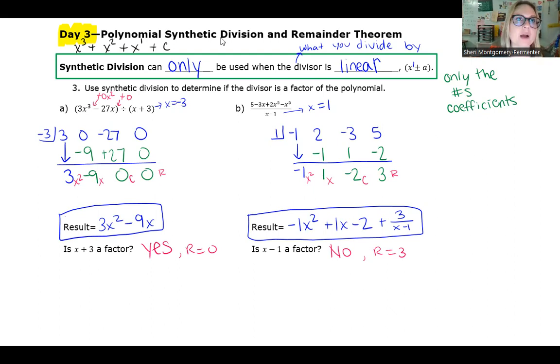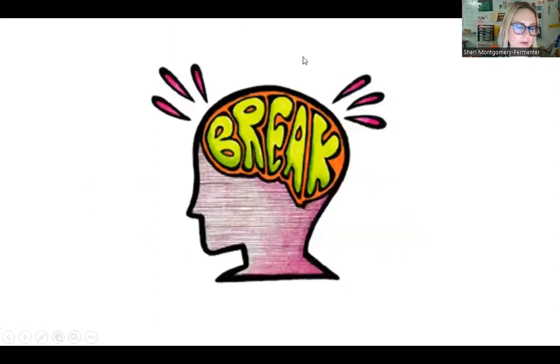And sometimes we have problems and they're written like this and they just want you to divide. Sometimes we have problems and they are written a little bit different, but we're still going to do synthetic division. So, oh, I forgot I have a brain break.